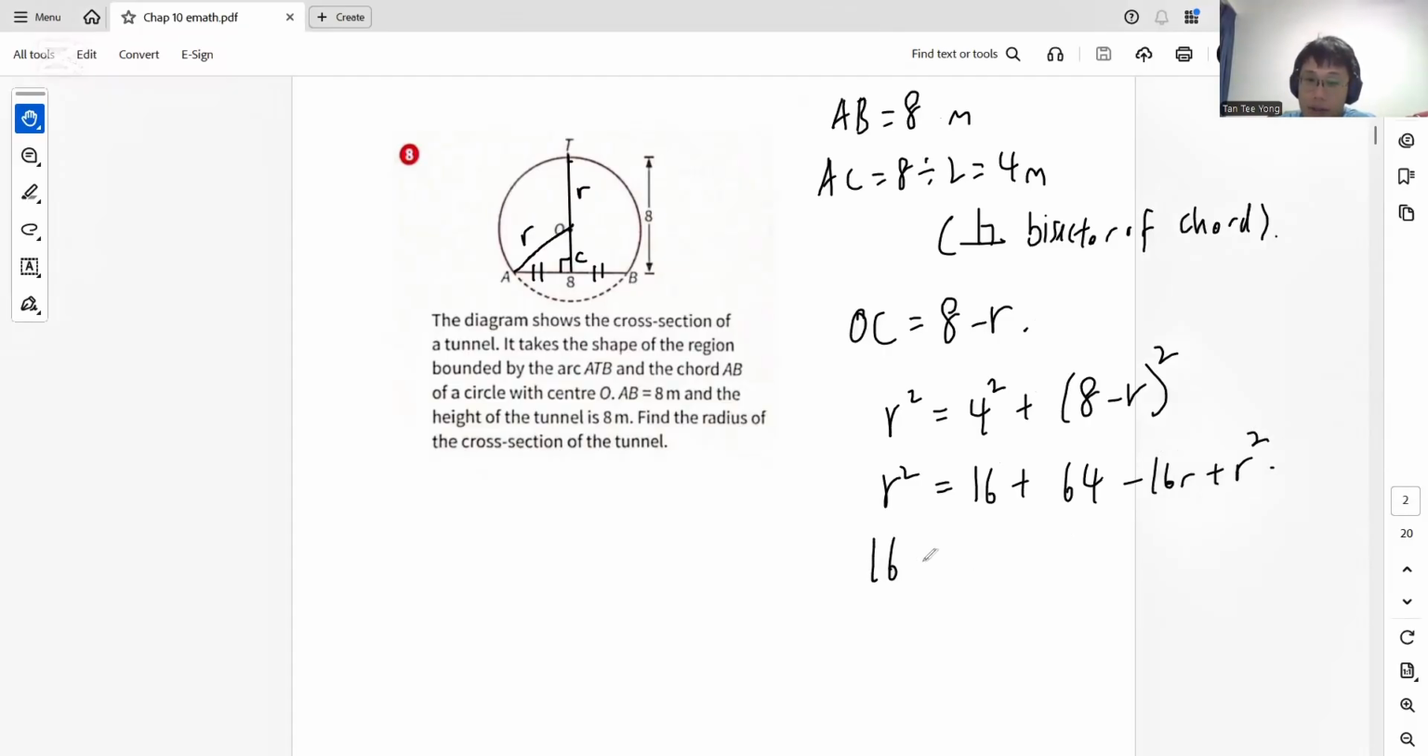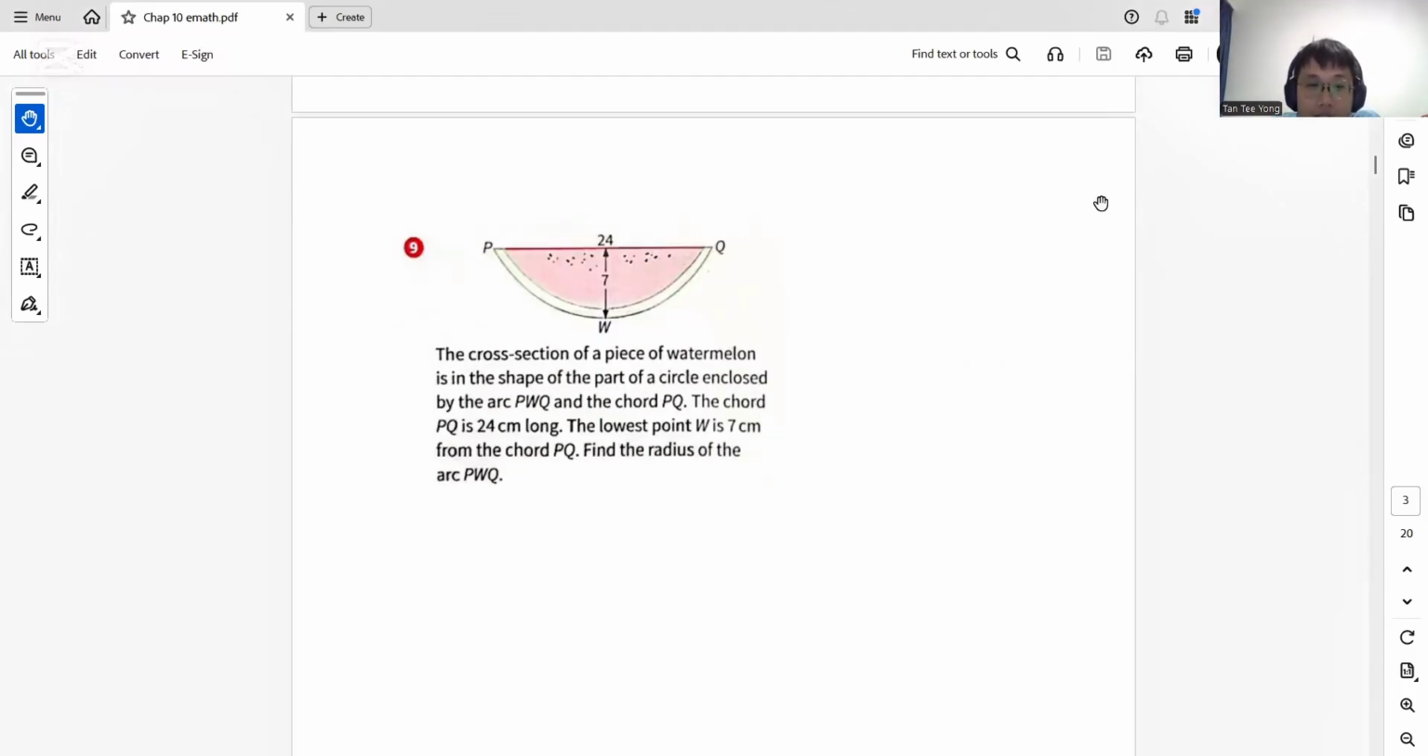Okay, so in this case, we have 16R equals to 80, right? R is equals to 5 meters. All right. And yeah, that's it. So this is it for question 8. Okay, let's take a look at question 9.